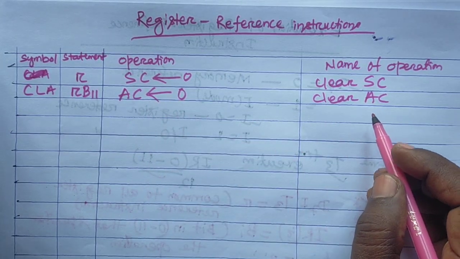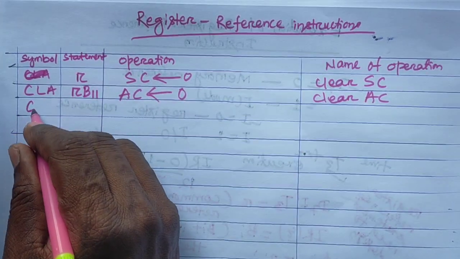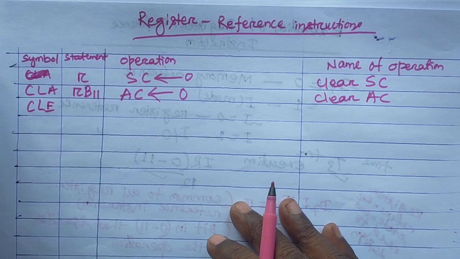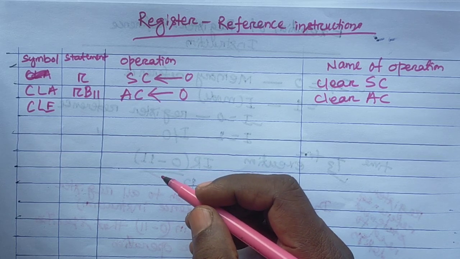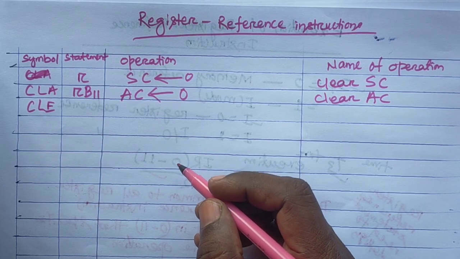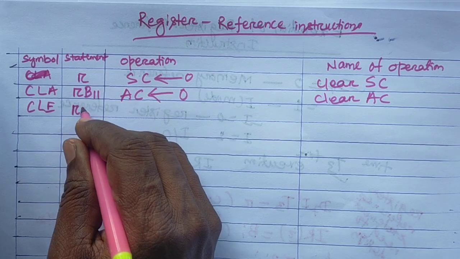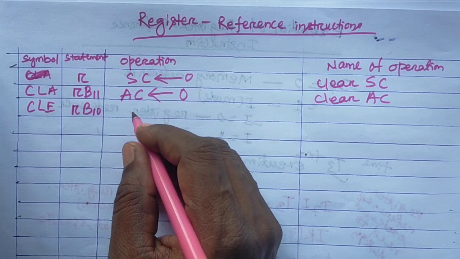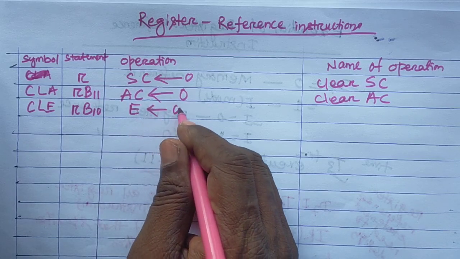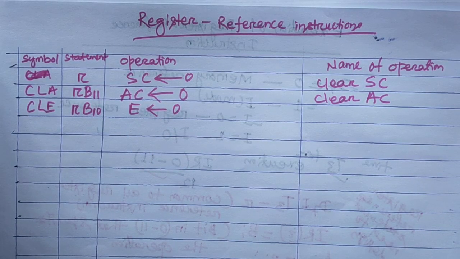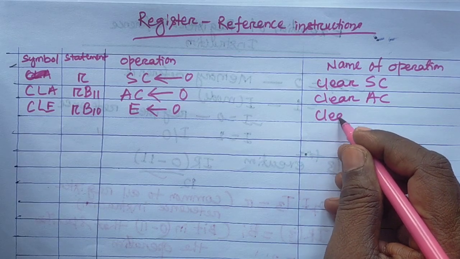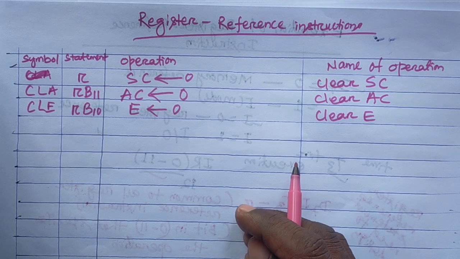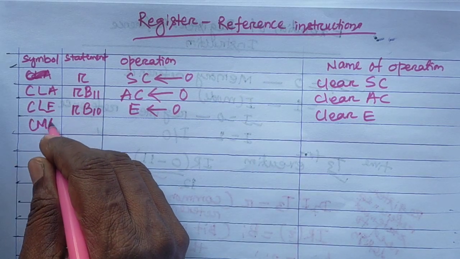So clear accumulator. Similarly, CLE, clear E. What is CLE? CLE means you know that the enable will be 0. So RB10 is defined by the statement CLE. Enable is 0, that means clear E, enable is 0. Clear enable, no problem.